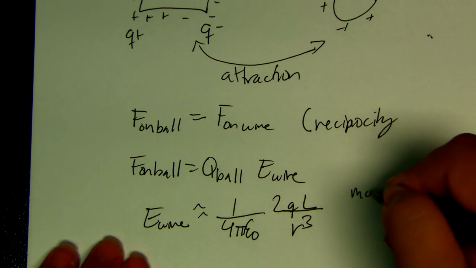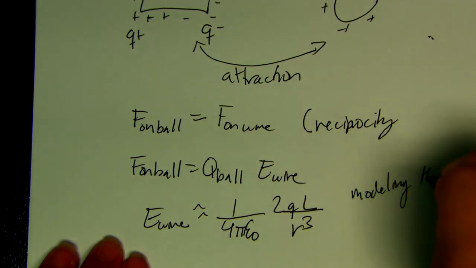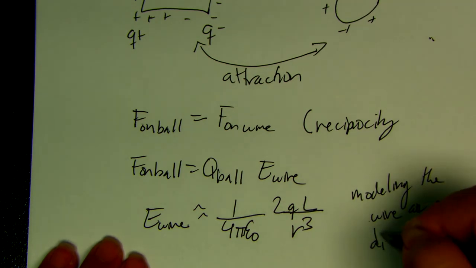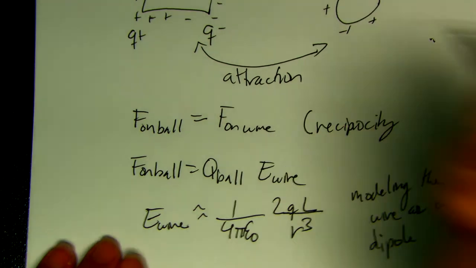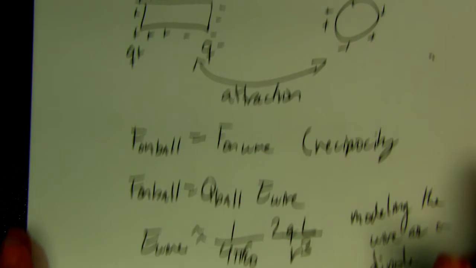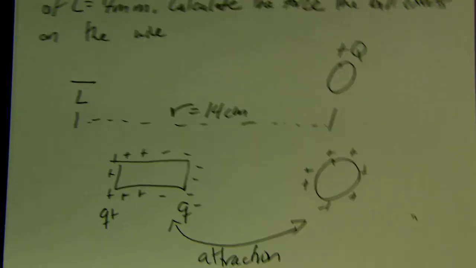Well, we're modeling the wire as a dipole, which makes sense. We've got two ends of equal charge magnitude but opposite signs. All right, so we need to find the Q of this wire.